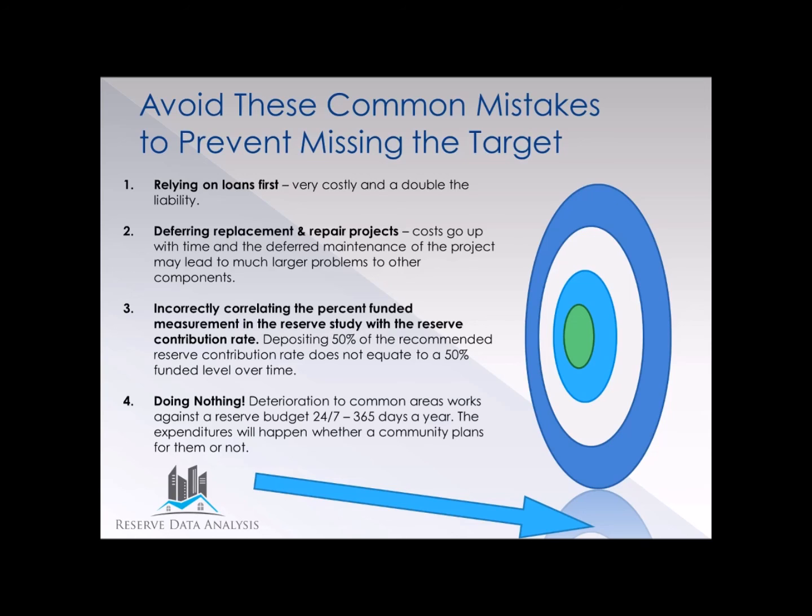Another mistake communities very, very commonly make is deferring repair and replacement projects, as well as phasing them if they don't need to. Expenses go up over time. Project expenses go up over time every single year. In our reserve studies, typically we use a 3% inflation rate.